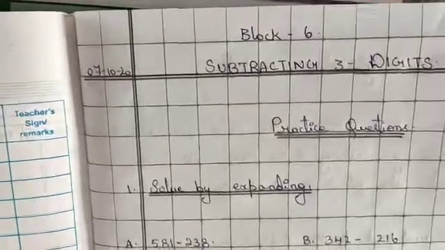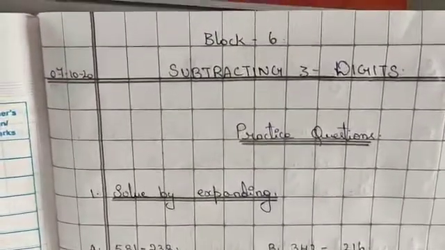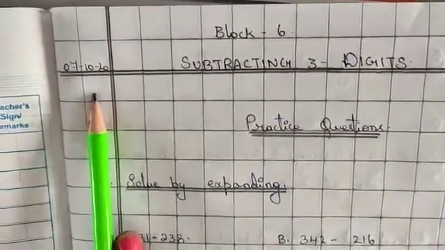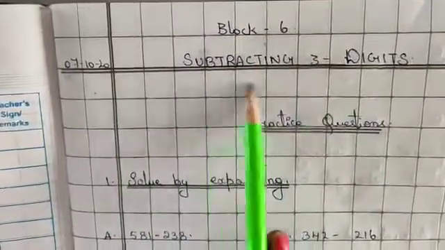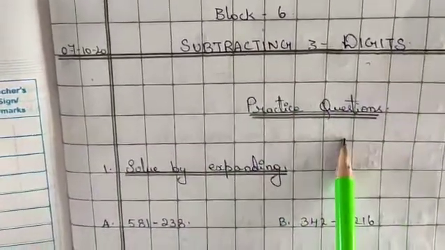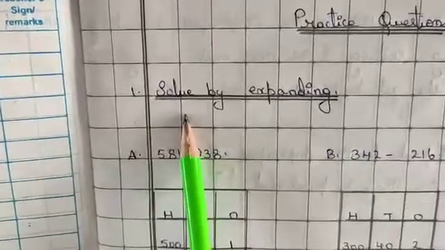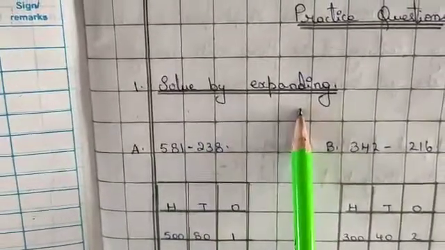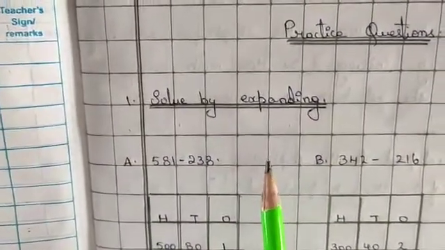Children, all of you open your Maths classworks. Put today's date, write block 6, subtracting 3 digits, practice question and copy down the first bit. Solve by expanding, and open your readers.